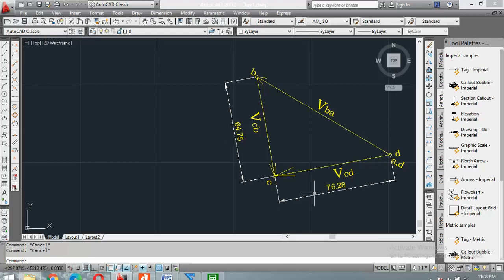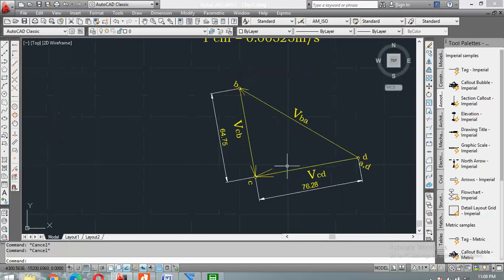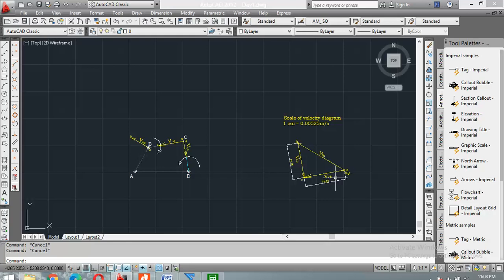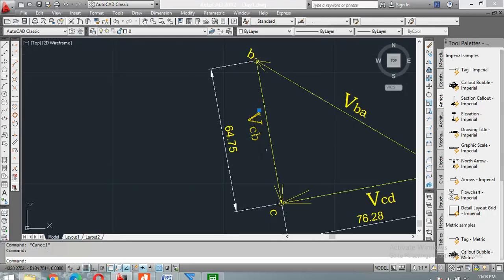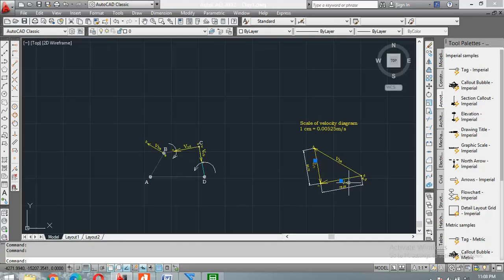Both answers are different, and both velocity vectors indicate velocity of C. So will we give the answer with reference to D or with reference to B? Always remember, if no reference is given, at that time we will take the reference of a fixed link or fixed point. So tell me, here is point B fixed or point D fixed?